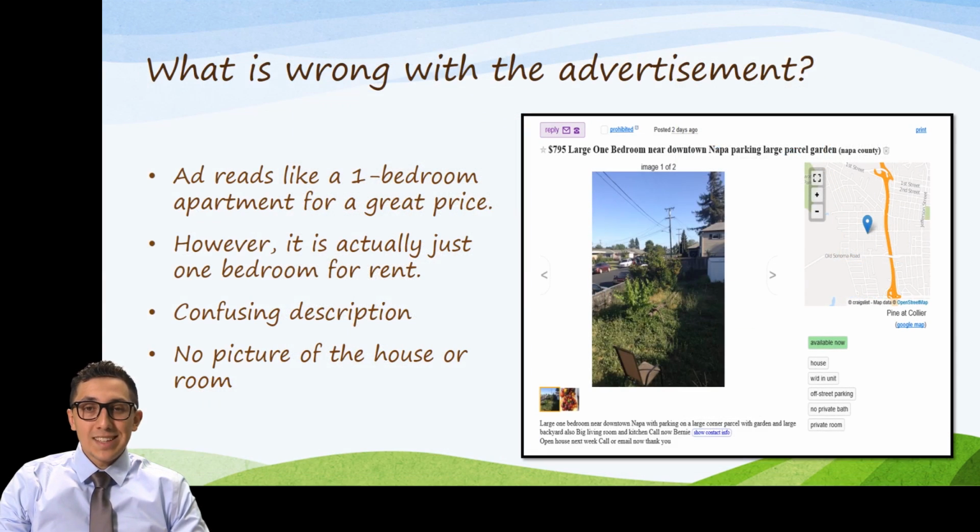First off, this ad reads like a 1-bedroom apartment for a great price. However, if you read the description at the bottom, it is actually just 1 bedroom for rent. Be careful with confusing descriptions and make sure to read the entire description and not just the title of the ad. Another issue with this example is that there is no picture of the house or room, just some grass.